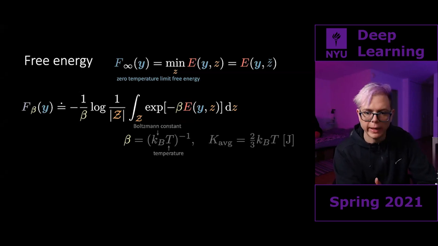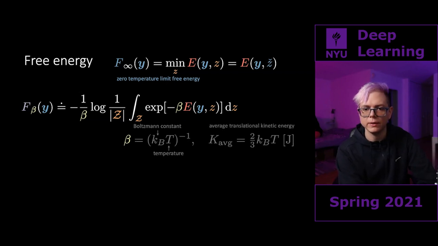So why are we talking about energies? What is this stuff? The average kinetic energy is going to be this. This is the average translational kinetic energy, which is 2/3 Boltzmann constant times T. So this is how you compute the average translational kinetic energy connected to the temperature.